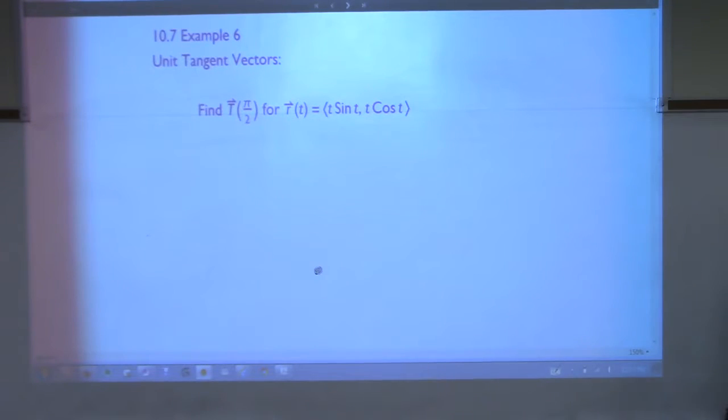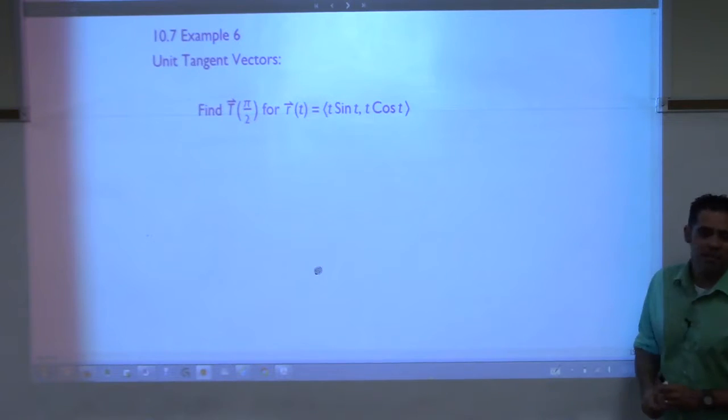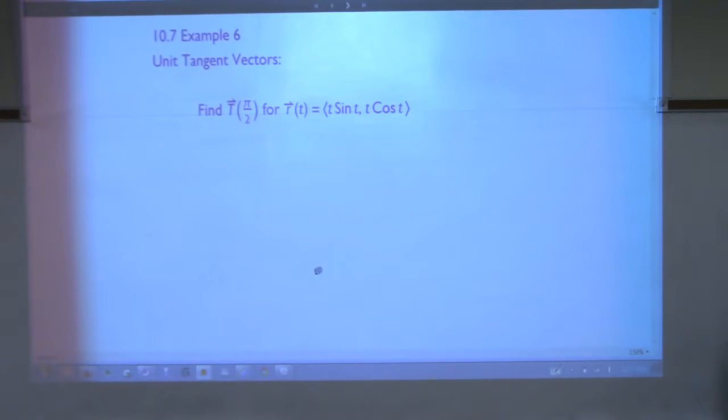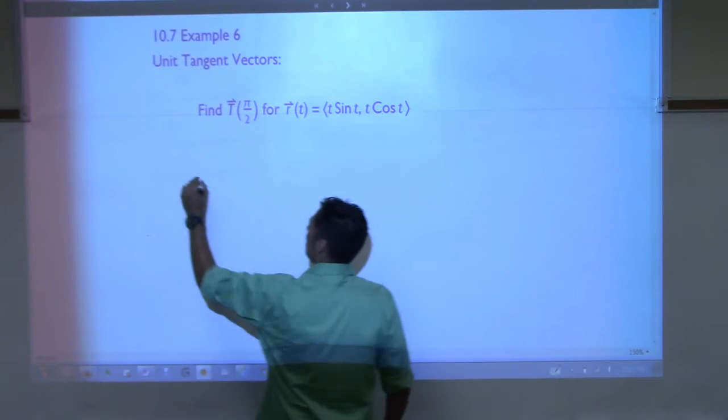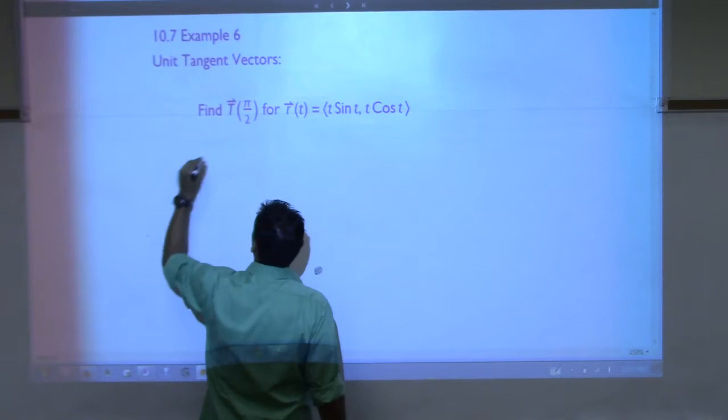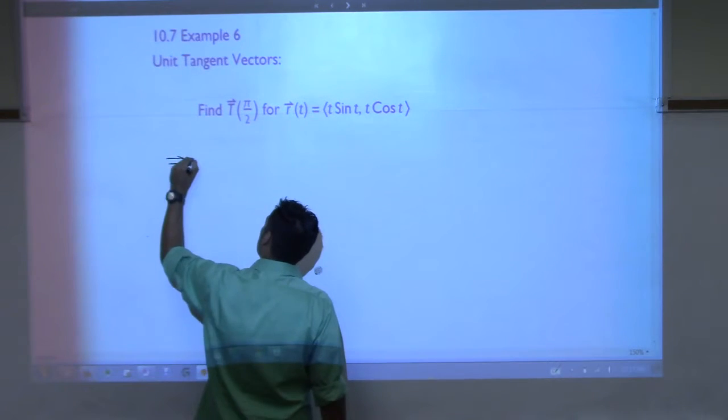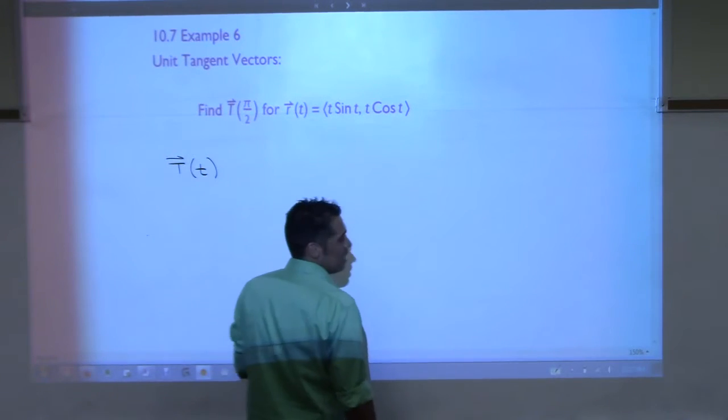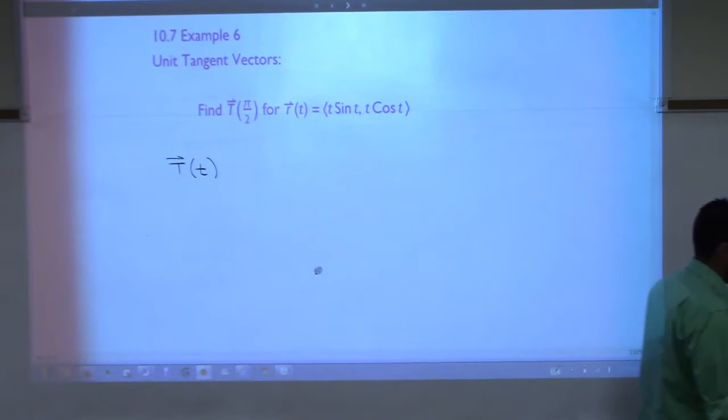So let's find capital T of t. Let's find it for this one. I don't know. How do y'all feel about that? I ask you for capital T of pi over 2, but how do you feel about capital T of t, just in general? This is going to be a little more difficult. Hang in, we're almost done. 20 minutes.